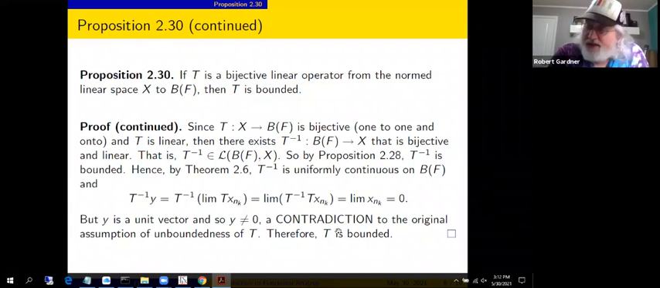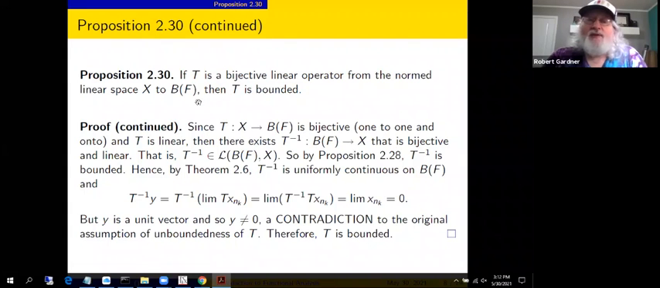The only assumption that we made was that T was unbounded. That assumption must be false, and so T must be bounded. So we've got some ideas about linear transformations, linear operators on B of F, and bijective linear operators that are mapped into B of F.